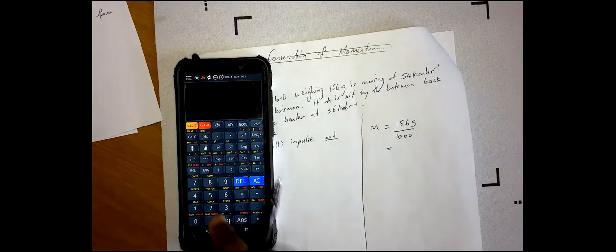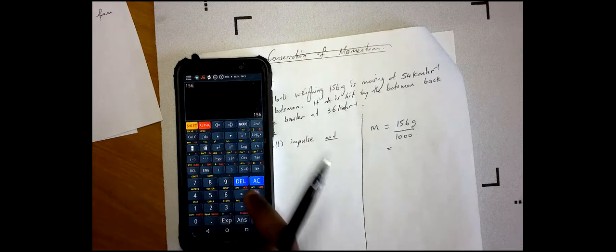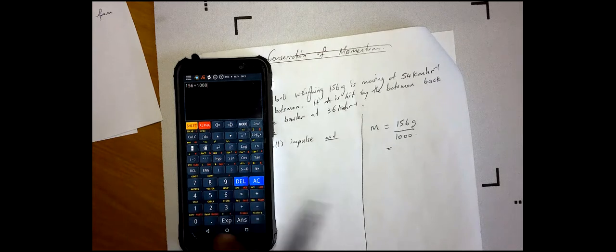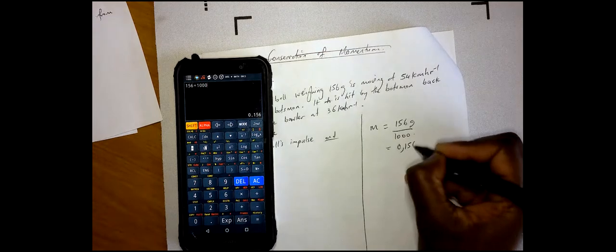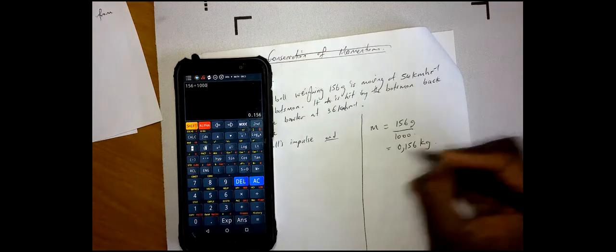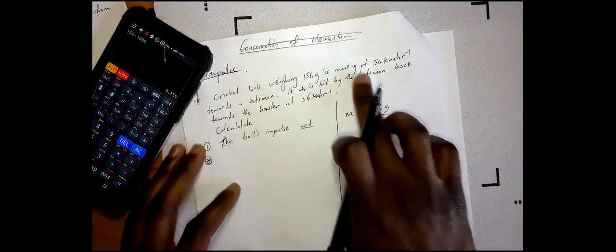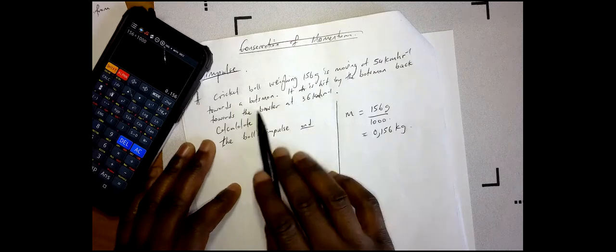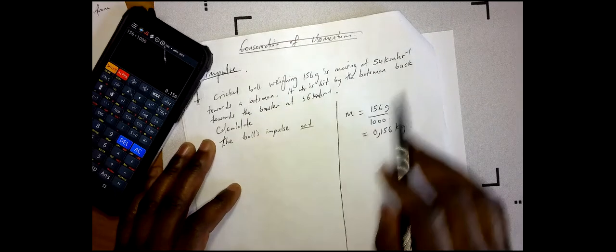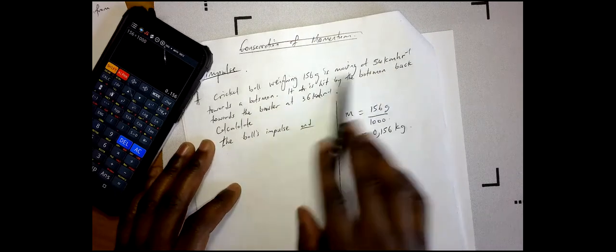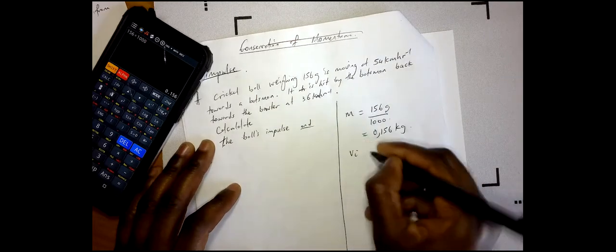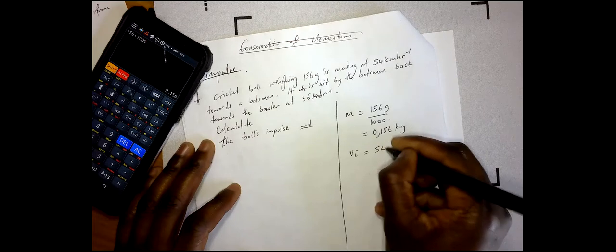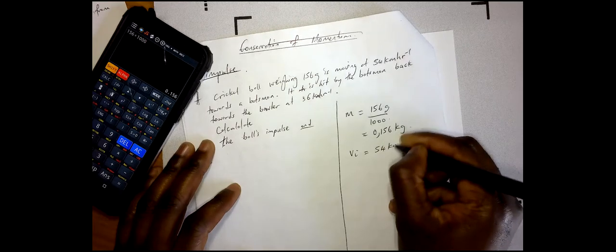Okay, say 156 divided by 1,000. What do we have here? 0.156 kg. Okay, that's our mass. And what do we have again in terms of velocity? We have initial velocity here. What is the initial velocity? V initial is equal to 54 kilometers per hour.